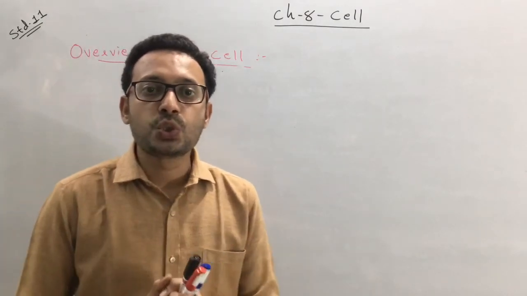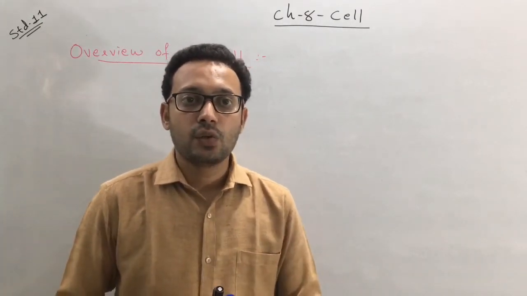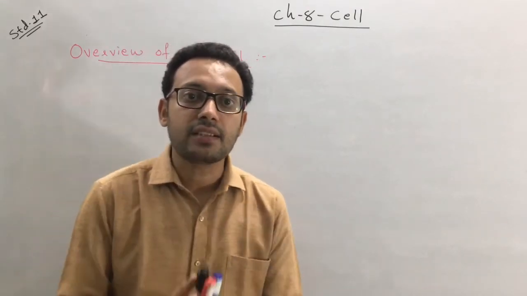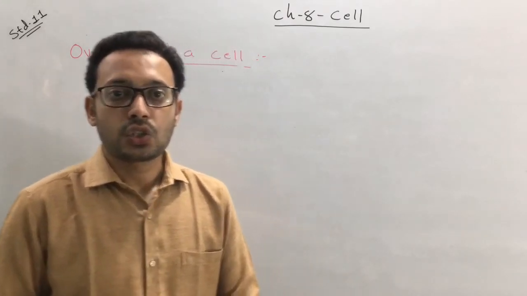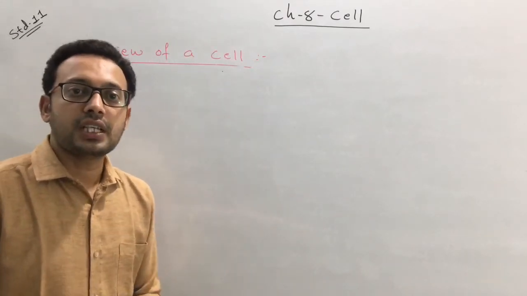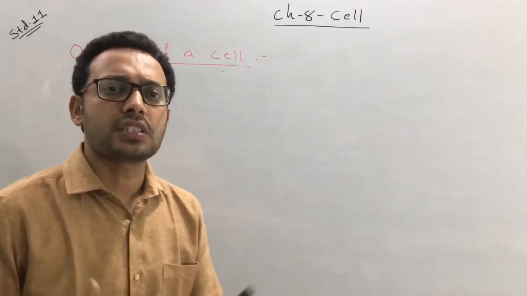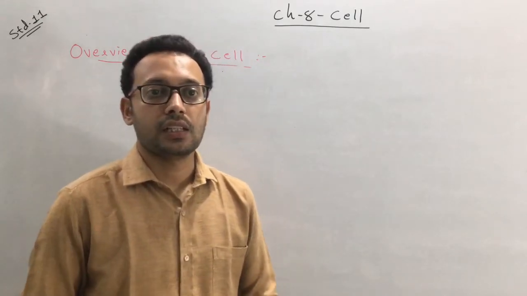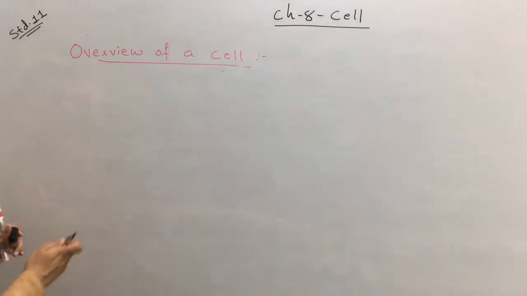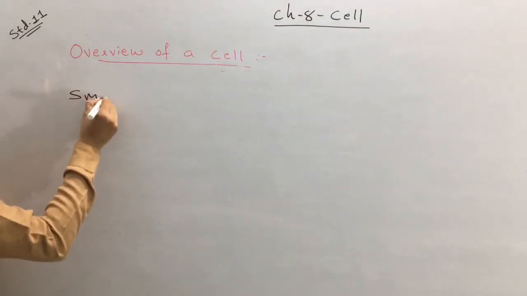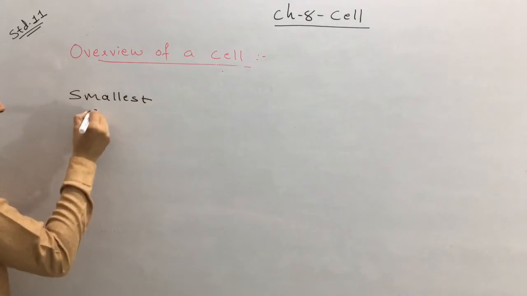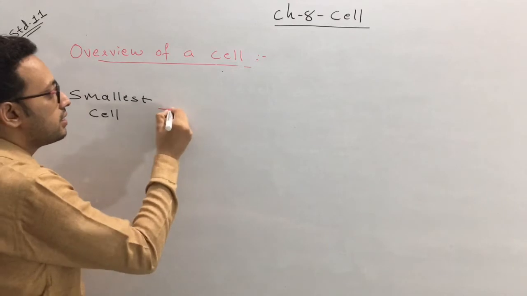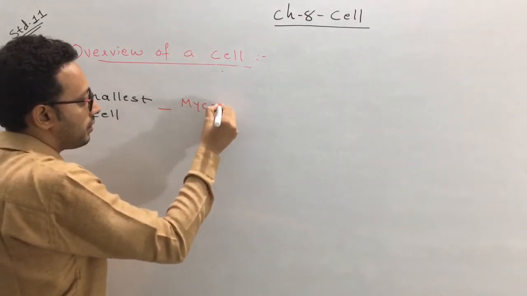Cells are usually microscopic in size, which cannot be seen with the naked eye. But what is the exact size of a cell? We cannot discuss all the cells, but we will discuss which is the smallest cell and which is the largest cell. Starting with the smallest cell, the smallest cell that exists is mycoplasma.